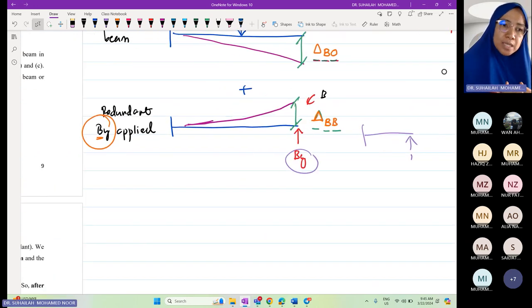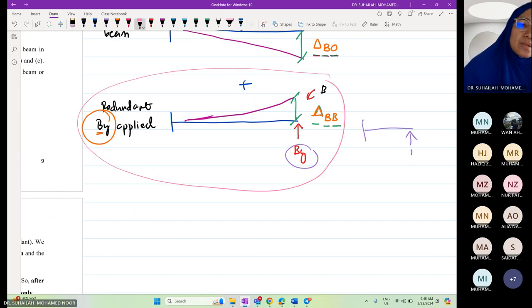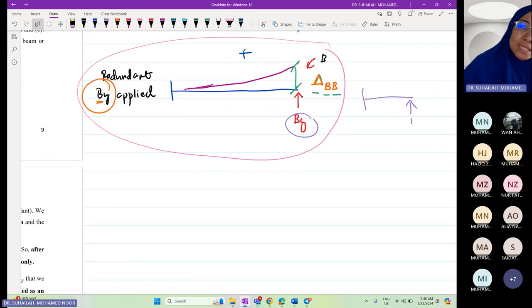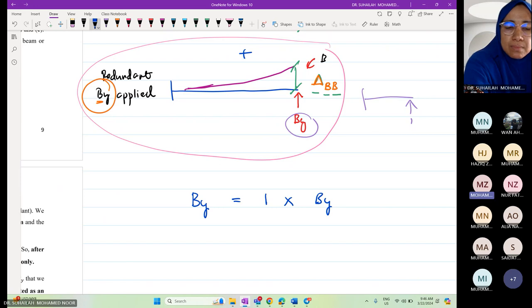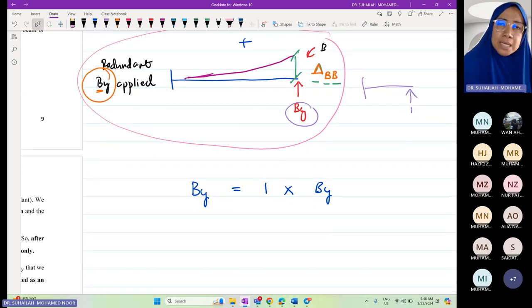The textbook also explains this. It changes the redundant BY applied into a unit value of BY. In this diagram, I want to ask you, is BY the same as 1 times BY? Same. Now, because we want to solve the redundant BY applied, the same way we solved the one above. We cannot solve BY in this one, so what we can do is make BY as 1 times BY.